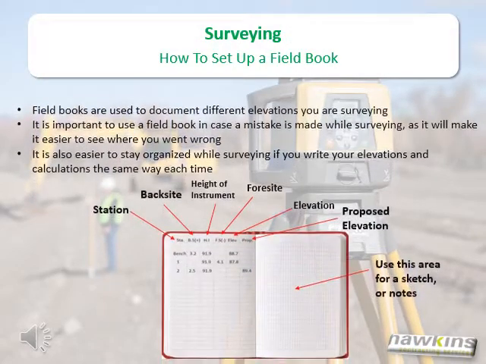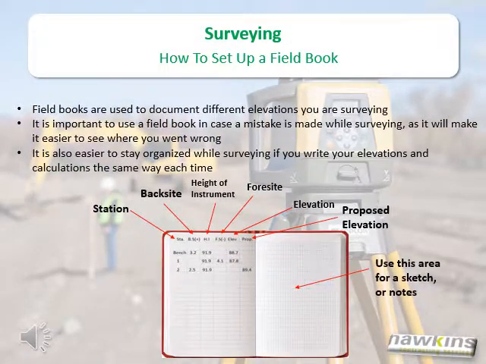How to set up a field book. Field books are used to document different elevations you are surveying. It is important to use a field book in case a mistake is made while surveying, as it will make it easier to see what went wrong. It is also easier to stay organized while surveying if you write down your elevations and calculations the same way each time.